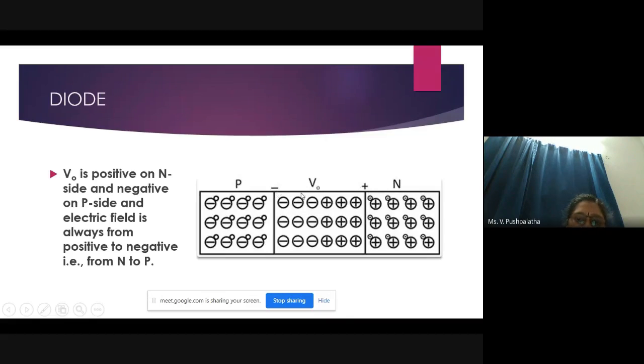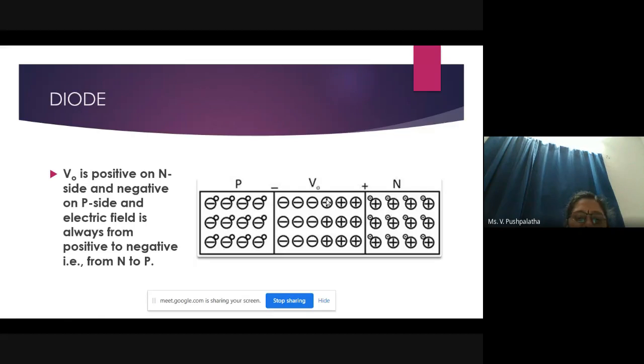So you will have V naught, positive on the N side and negative on the P side, that is acceptor ions. Here it is donor ions. Okay, so your electric field is always from positive to negative. Electric field is always from positive to negative, right?